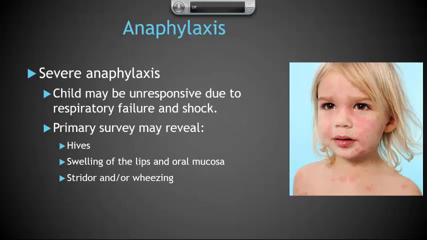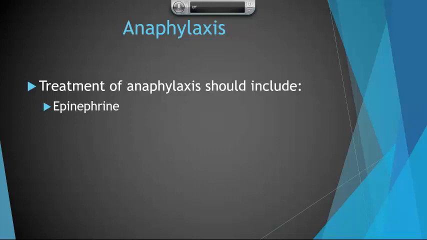They may have increased work of breathing due to upper airway edema or bronchospasm and poor circulation. Other findings may include swelling of the lips and oral mucosa, stridor and/or wheezing. If the child has a known allergy, the SAMPLE history may reveal recent contact with or ingestion of the potentially offending agent. Treatment of anaphylaxis should include the gold standard for treatment, which is epinephrine.